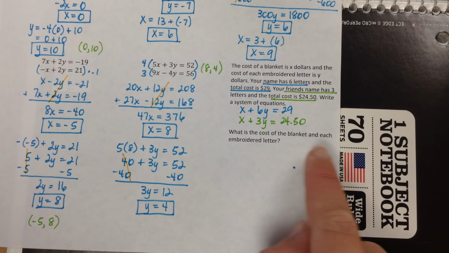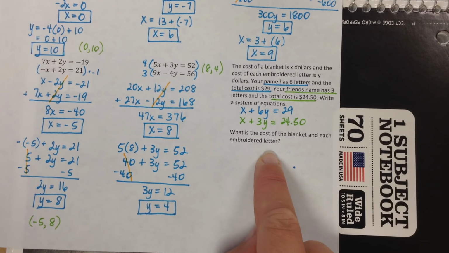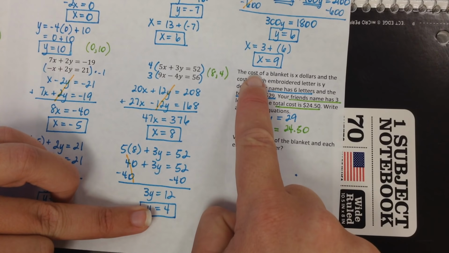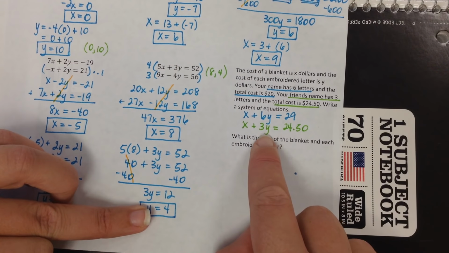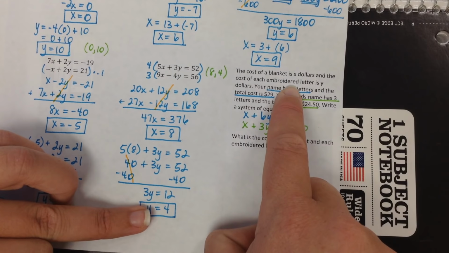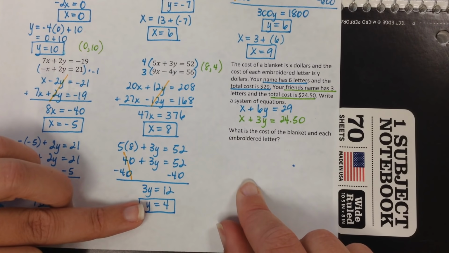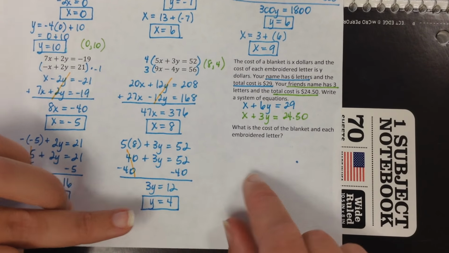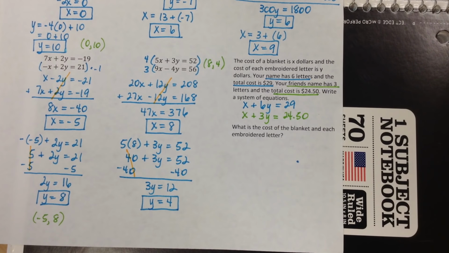What is the cost of the blanket and the cost of each embroidered letter? They're asking you to find X, which is the cost of the blanket, and they're asking you to find Y, the cost of each embroidered letter. Basically, they're asking you to solve this system of equations. Now, we can use substitution or we can use elimination. However, keep in mind with elimination, what you're looking for is something that we can cross out fairly easy. With substitution, you're looking for an equation that maybe has already been solved for, meaning it only has one variable that's been solved for already.